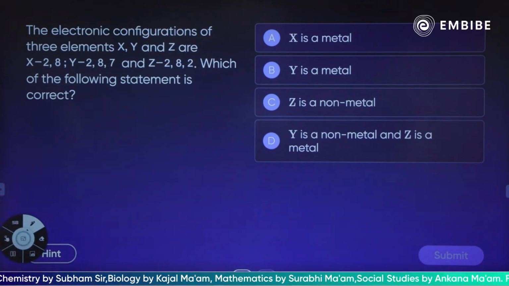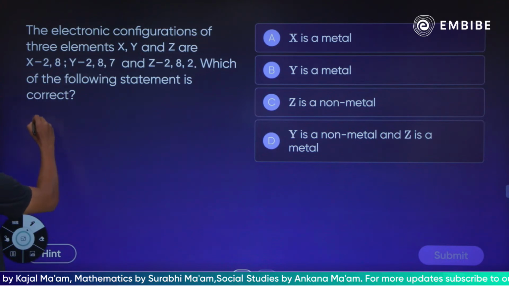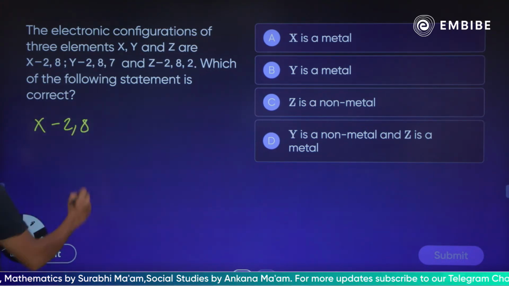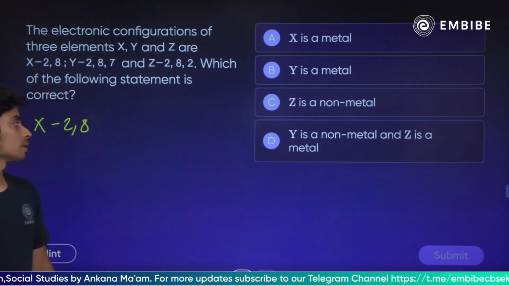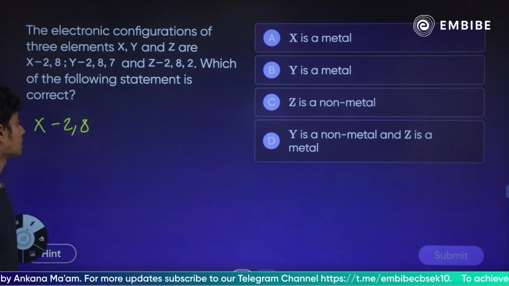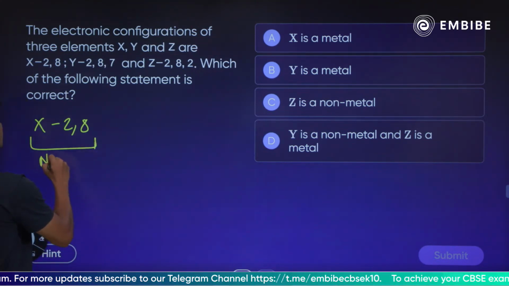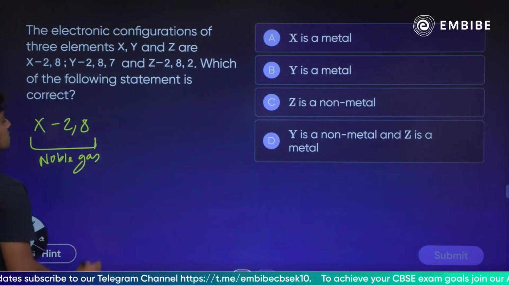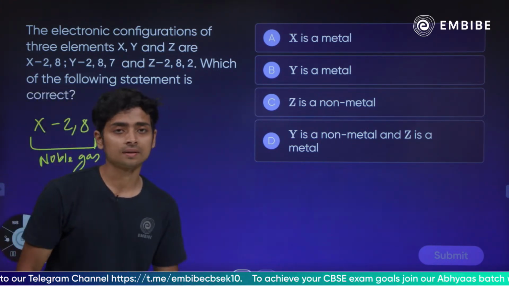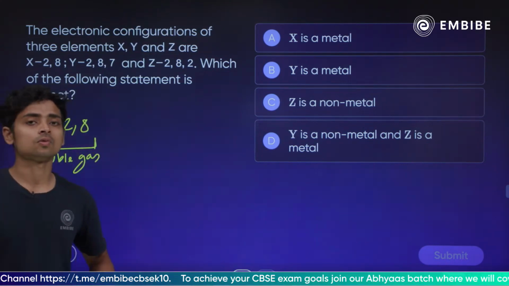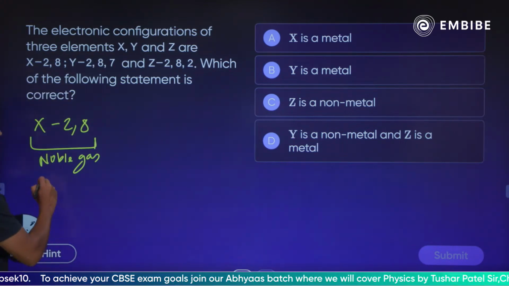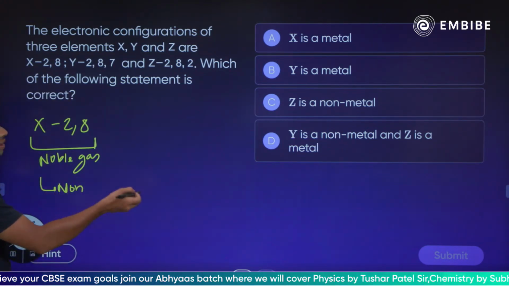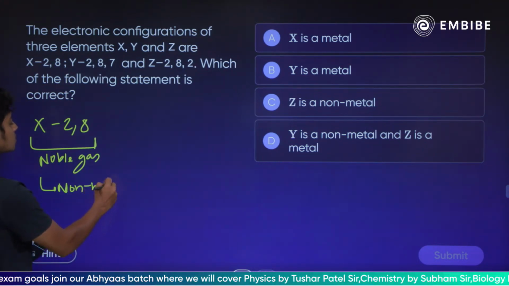Okay, so X, Y and Z. One way is, I know X is 2, 8. So the first shell, K shell, and the L shell are completely filled. Since all the shells are completely filled by electrons, it has a noble gas configuration; it is a noble gas. Thus it does not need to accept or donate electrons to form the nearest noble gas configuration. Thus X is a non-metal; noble gases are also non-metals, and the question is regarding metal and non-metal.